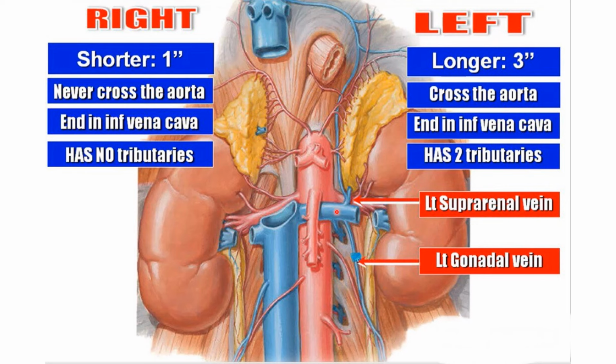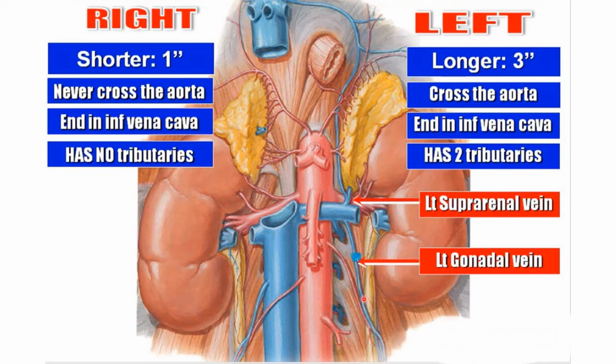The second thing is that the renal vein ends in the inferior vena cava. So the right renal vein empties into the inferior vena cava. The left renal vein also empties into the inferior vena cava. Now the right renal vein has no tributaries, but the left renal vein has 2 tributaries, one above and one below. The first one is the left suprarenal vein. This is it, the left suprarenal vein, and then it has the left gonadal vein.